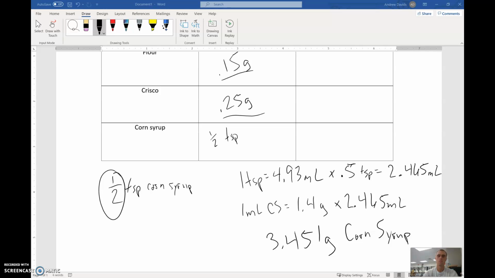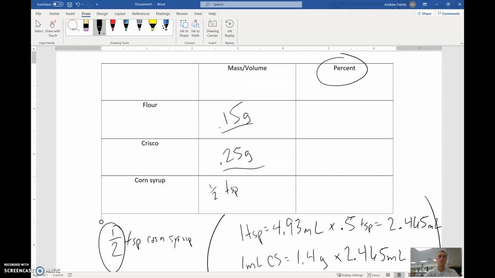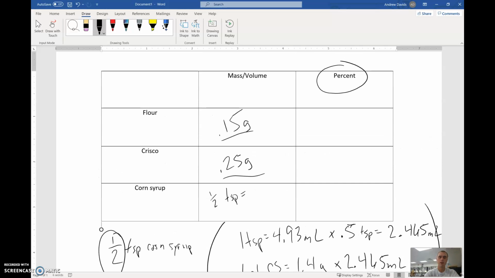In my recipe chart, this is all the work down here. This is all the work that you should put in your yellow notebook, so that I can track and see how you get from one number to the next. But up here in your chart, I just want you to write 1/2 tablespoon is equal to 3.451 grams. Now this number is also in grams, just like my first two.